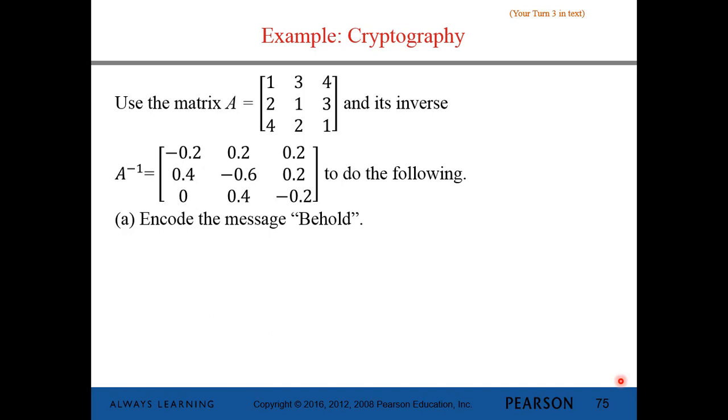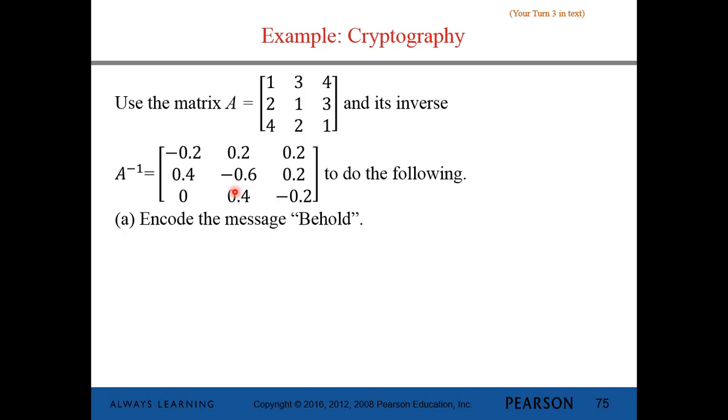Okay, so we're going to encode a message. Part A says we're going to encode the message "Behold." So what we're going to do is use a matrix. We're given a matrix, and we are going to use the matrix A and its inverse, A inverse, to do the following. So we're going to encode the message "Behold."